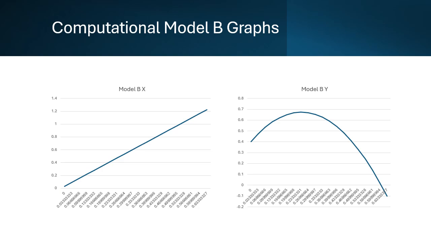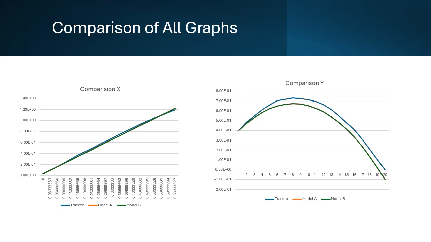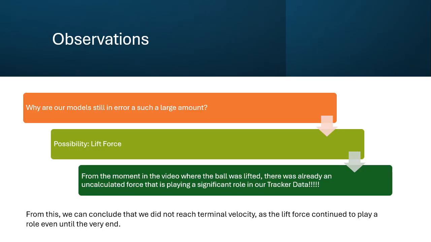Same as before. Now, here's a comparison of all three graphs. As you may notice, model B is still not as accurate as we want it to be. But why? Why is our model still in error such a large amount? A possibility is that there's some type of lift force. From the moment in the video where the ball was lifted, there was already an uncalculated force that was playing a significant role in our tracker data. From this, we can also conclude that we never reached terminal velocity, as the lift force continued to play a role even until the very end.